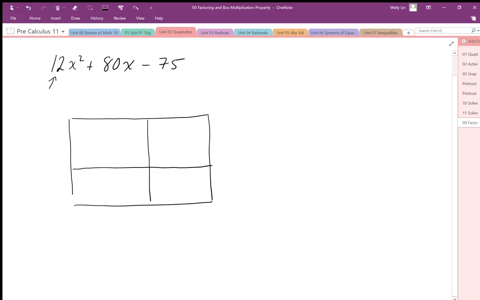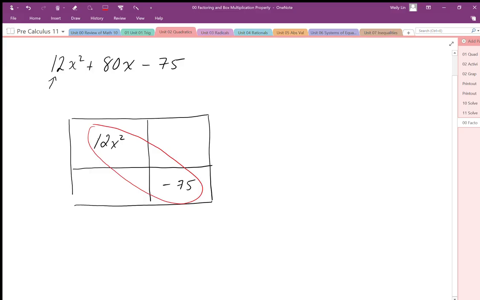So if I were to write this out, I know that this has to be 12x squared, and this has to work out to negative 75. And the key to factoring a quadratic is always in how we split up the middle. Now, it's really hard to tell how we split up the middle when we look at it in this way. However, if we take a look at the diagonal product of this, I get 12 times 75.